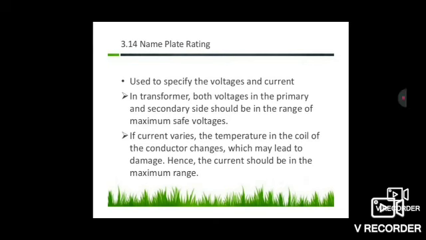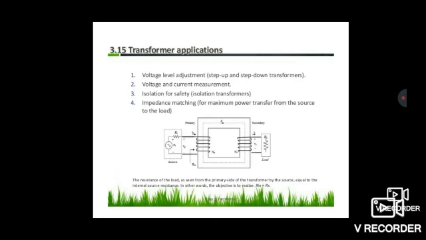Nameplate rating of transformer. It is used to specify the voltages and current. In a transformer, both voltages in the primary and secondary side should be in the range of maximum safe voltages. If current varies, the temperature in the coil of the conductor changes, which may lead to damage. Hence, the current should be in the maximum range.